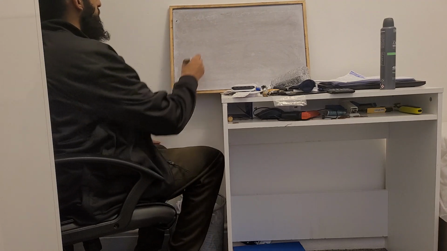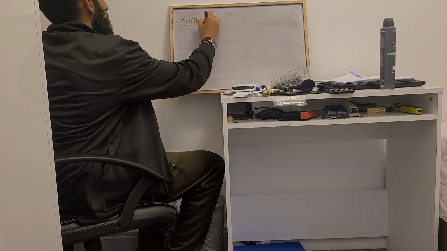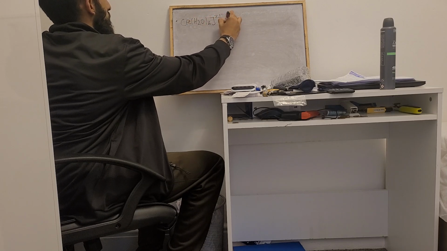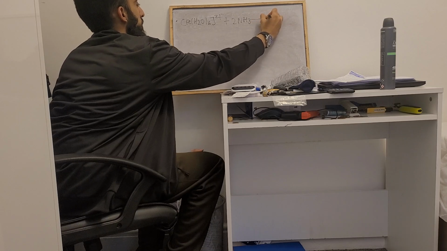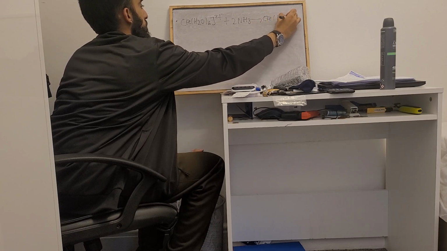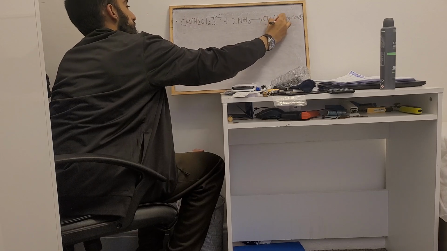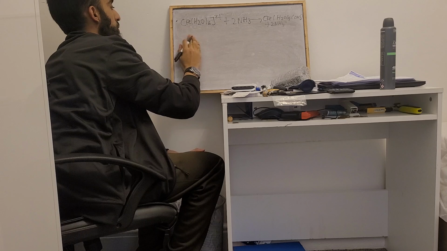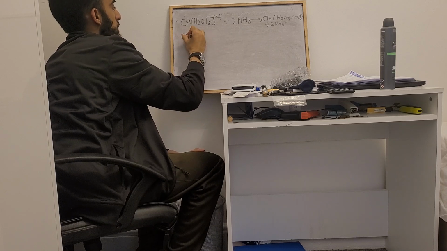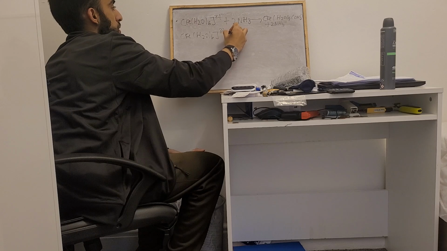Okay, so [Fe(H2O)6]2+ plus 2 NH3 forms [Fe(H2O)4(OH)2] plus 2 NH4+. Then you've got Cu. I'm going to do copper last because it is the worst one, just to get you guys nicely introduced.